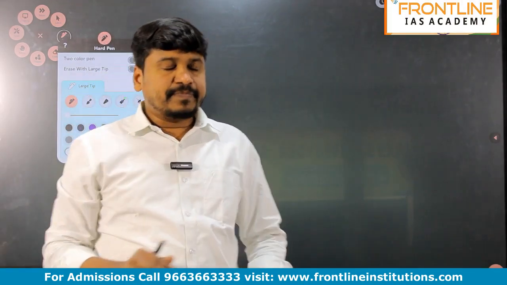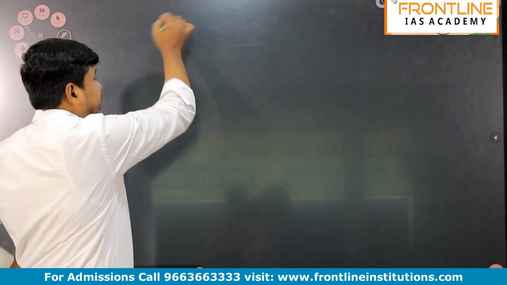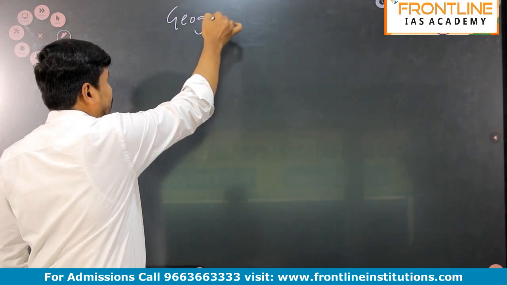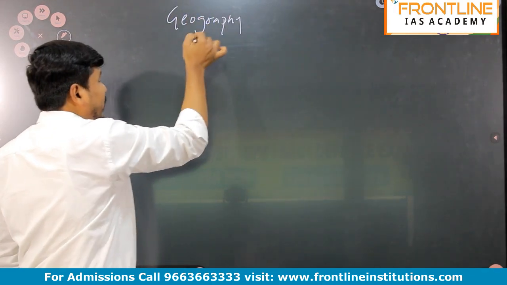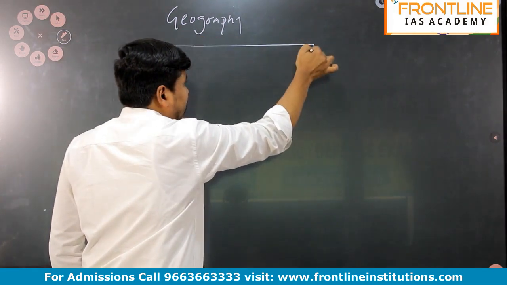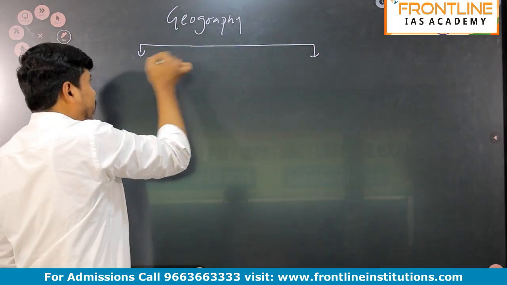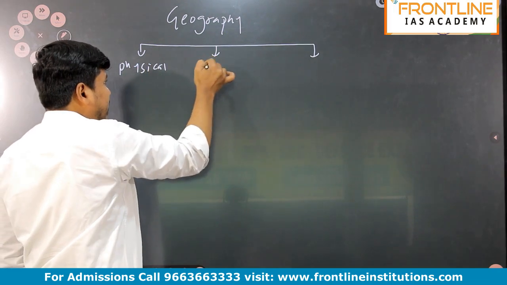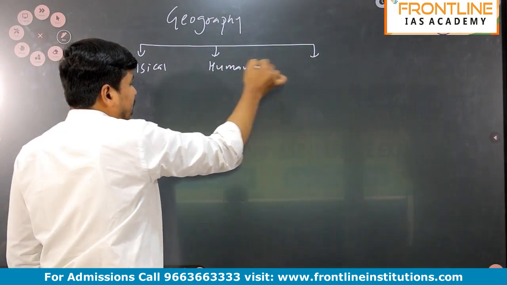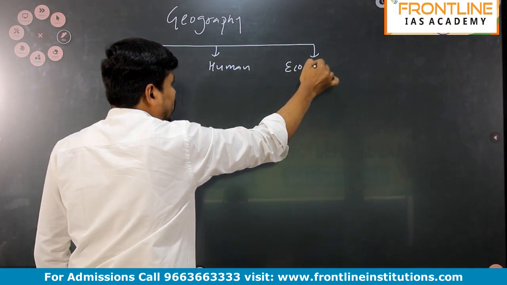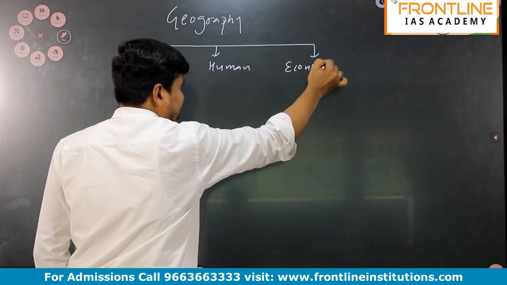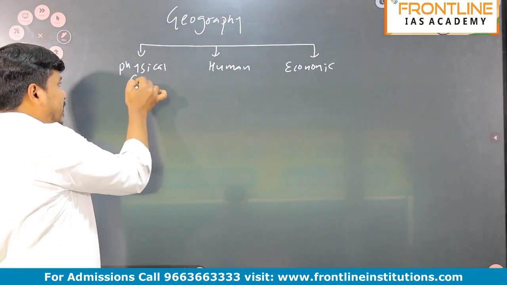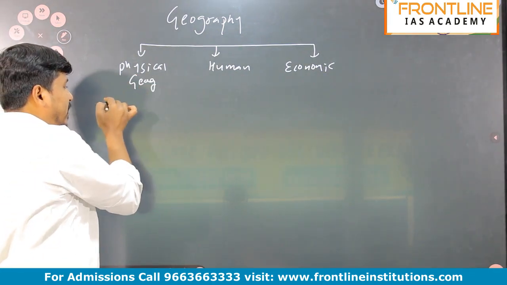So geography meaning it's a study about the earth surface, and within geography we are having three important modules. One is physical geography, second one is human geography, and third one is economic geography, right? And within physical geography, we are having four important chapters.